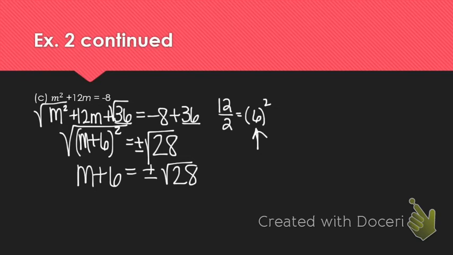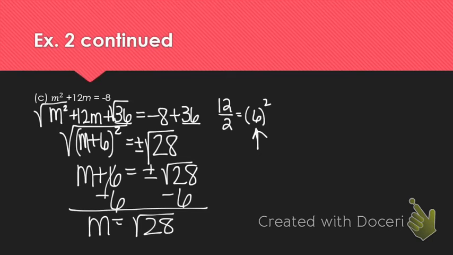Now, we need to get m by itself. So how do we get m by itself? You subtract 6. You subtract 6 from both sides. All right? So we have m equals a positive square root of 28 minus 6. And we have m equals a negative square root of 28 minus 6.